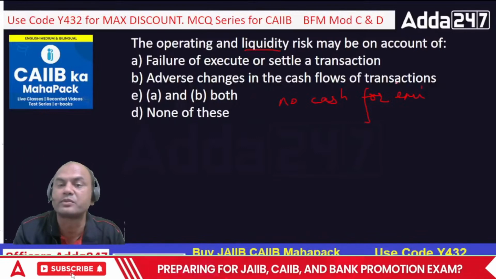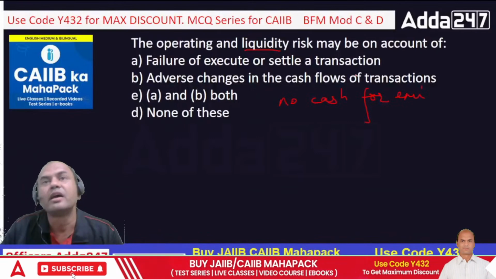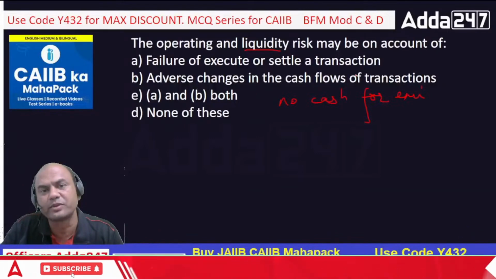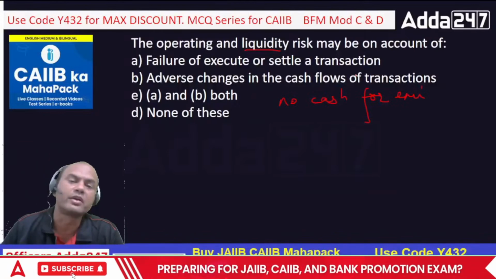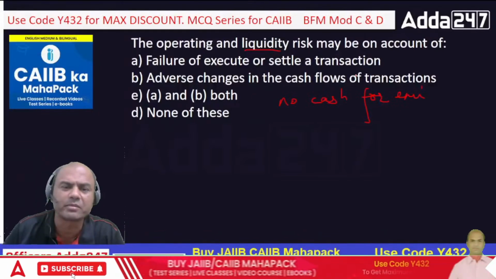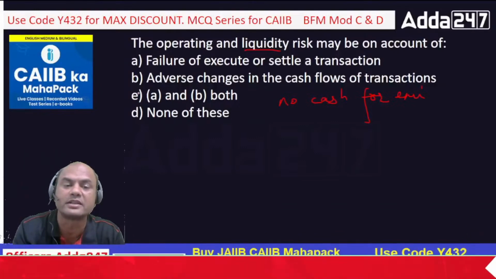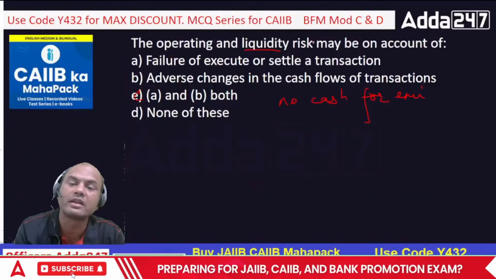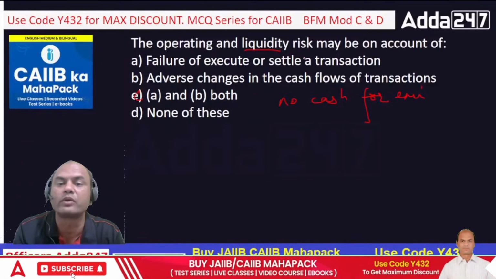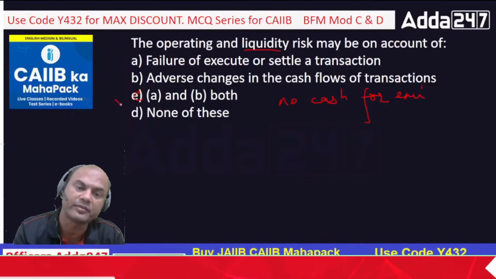Adverse changes in the cash flows, that can also be one reason. Cash flows means what? I was to receive certain cash flows, somebody was to give me some payment, but he has not given. Why? Because of some problem, any problem might be there. But both these will affect A and B both. So it is C, A and B. Operating and liquidity risk may be on account of failure to execute or settle a transaction and adverse changes in the cash flows.